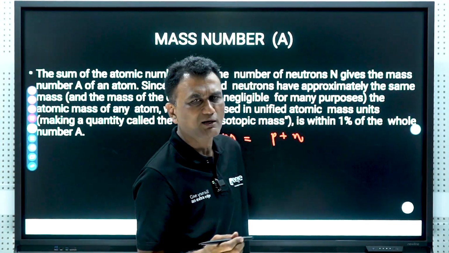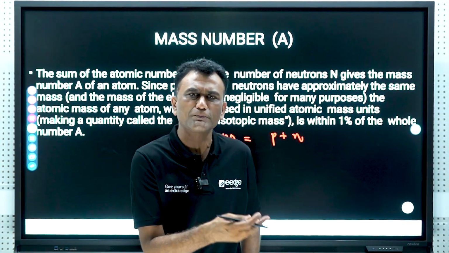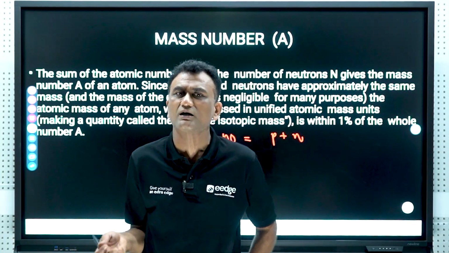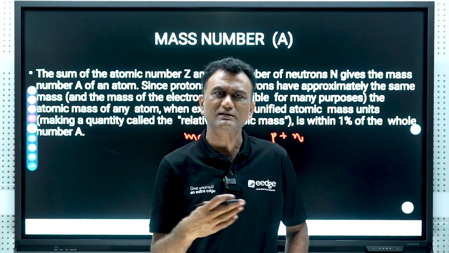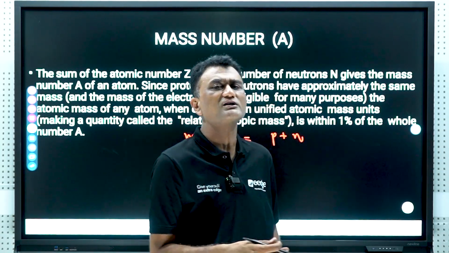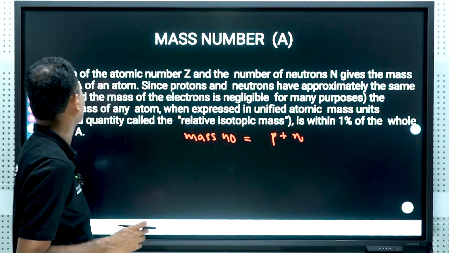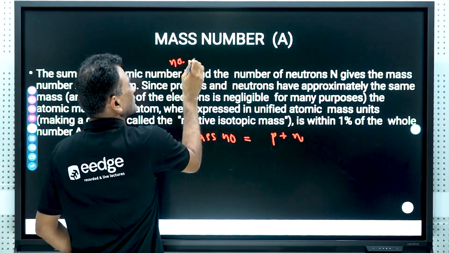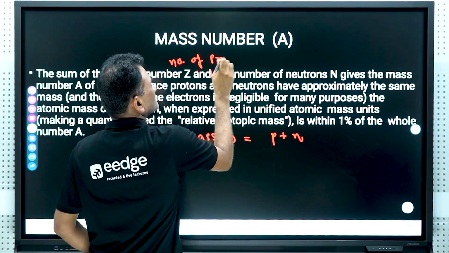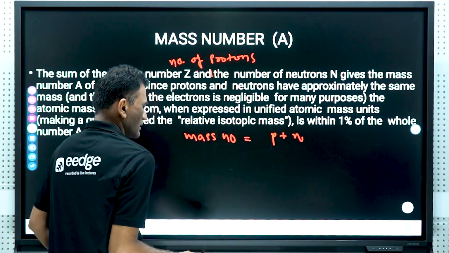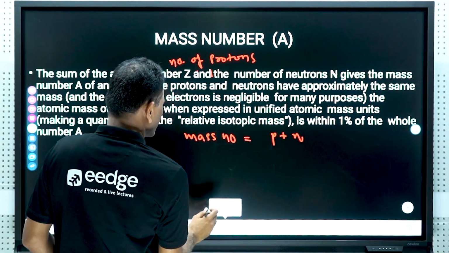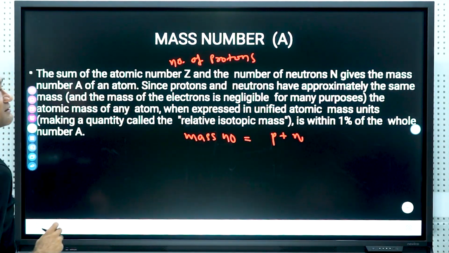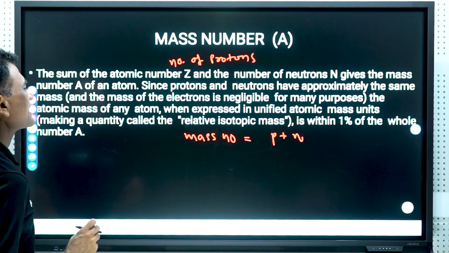If we say number of boys in the classroom as number of protons, and if we take number of girls in the classroom as the neutron number, then the total strength of the class, that is the sum of boys and girls, gives us the mass number. So this is very simple, right? The sum of atomic number, meaning number of protons, and the number of neutrons gives the mass number A of an atom.